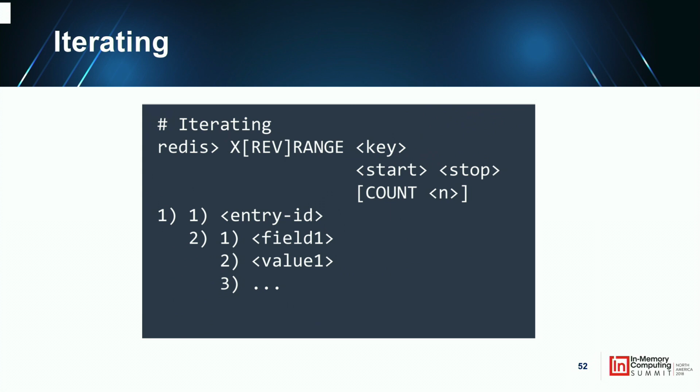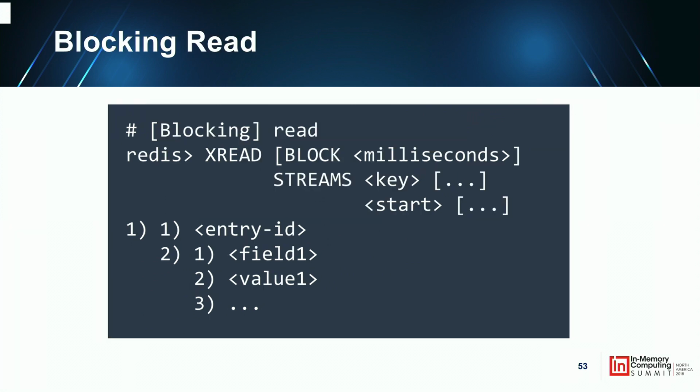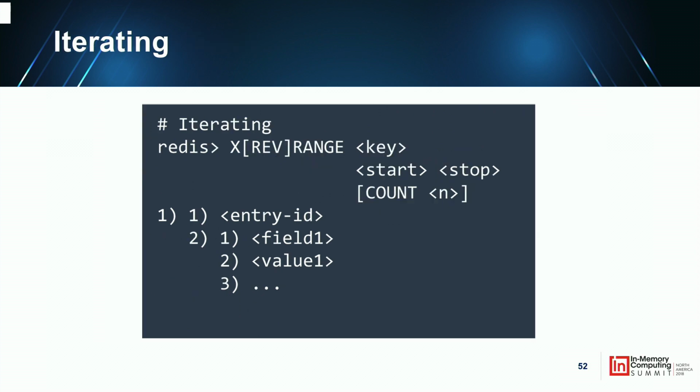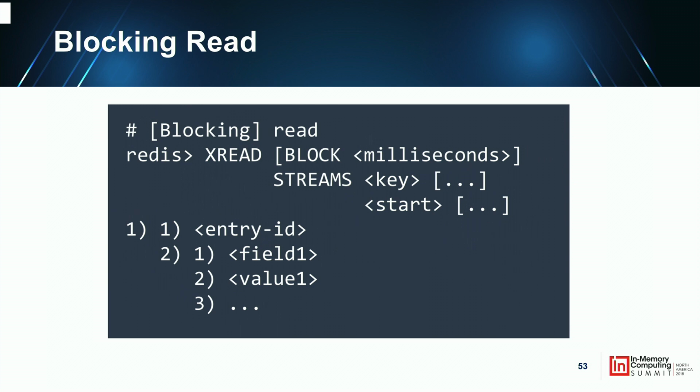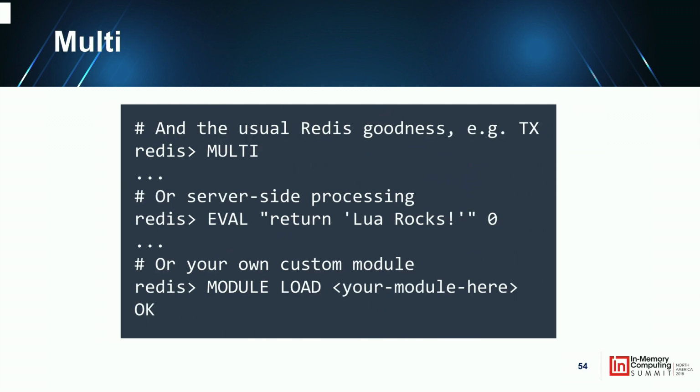You can query the data and pull it out. You can iterate through it, which is very important when you have large amounts of data. You want to know, where did I leave off, and how do I come back. You can read the data and block it so that others are not reading from it, so that you know who got what, and you're not pulling data out twice. And if you need to do multiple things at one time, Redis has a built-in multi function.